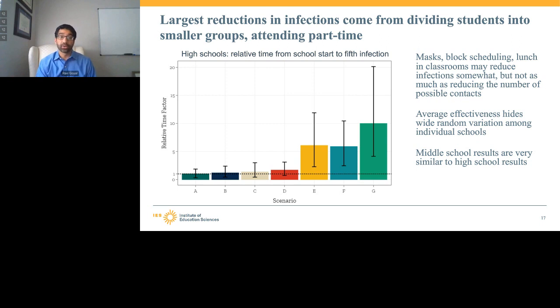And in addition, what is not shown, we also investigated relative time to 10 infections. The ordering of the scenarios did not change. However, the relative time for each scenario to 10 infections increased compared to 5 infections. In addition, our sensitivity analyses, our 14 sensitivity tests, did not impact the ordering of these scenarios.